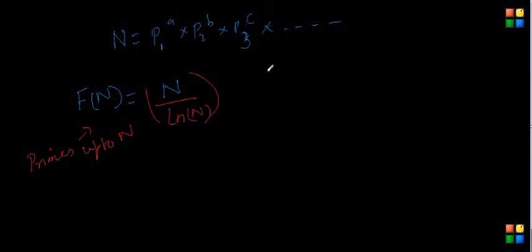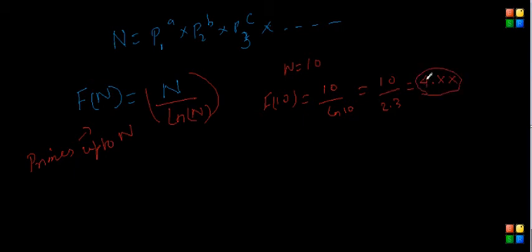Let me try to elucidate through an example what I mean here. Let me start with a very small value, let's say n is equal to 10. Let me see what f of 10 is. f of 10 is 10 by ln of 10. Ln of 10 is nothing but 2.3. So this figure is slightly more than 4, let's say 4.xx. So I'm saying that f of 10, which is 4.xx, is the number of primes up to 10.